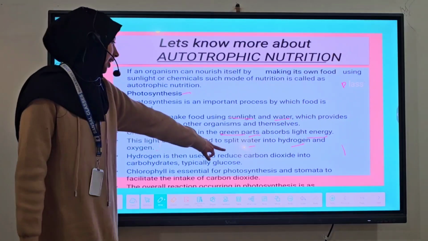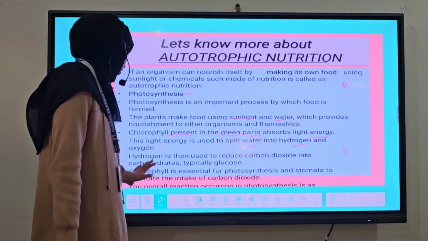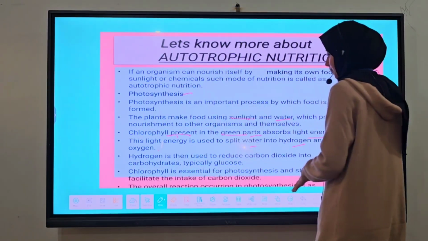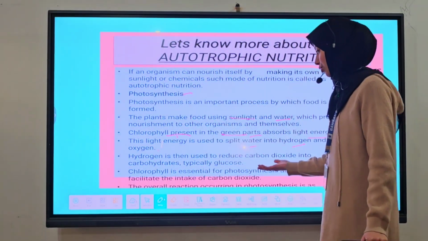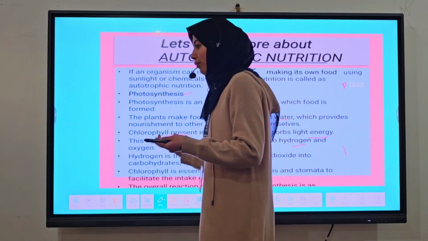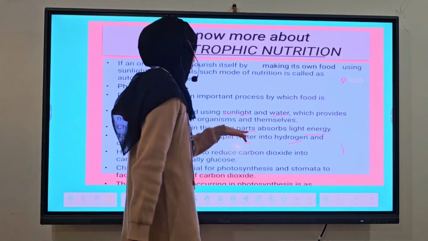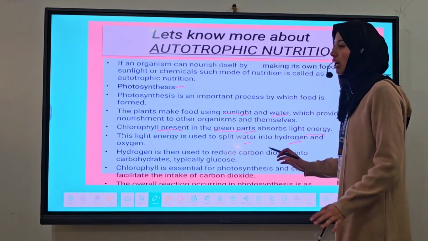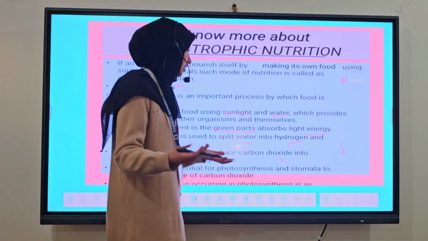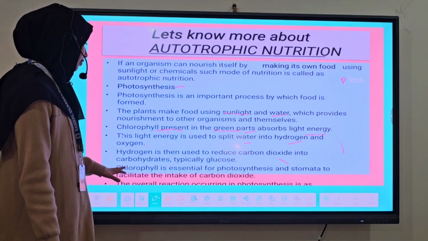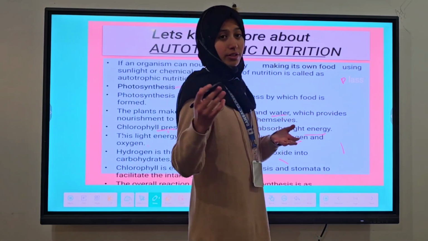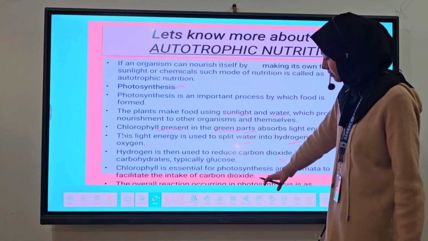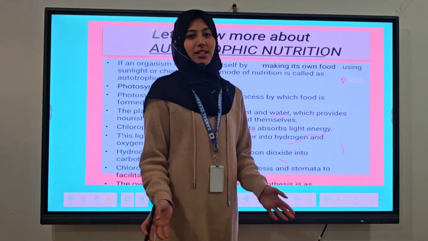When we split water into hydrogen and oxygen, the hydrogen is then used to reduce carbon dioxide into carbohydrates that we typically call glucose, which is the outcome of photosynthesis. Chlorophyll is very essential for photosynthesis, and so are the stomata, which facilitate the intake of carbon dioxide. About the stomata, we'll be discussing in the next video.